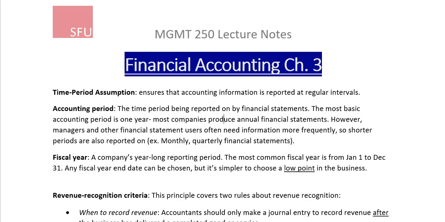A fiscal year is a company's year-long reporting period. The most common fiscal year is from January 1st to December 31st. Any fiscal year-end date can be chosen, but it's simpler to choose a low point in the business. So for example, if you have a retail business and you find that in December a lot of sales happen, people have their Christmas shopping, they have their year-end bonuses. So you might say, that's a pretty hectic time for us to be preparing year-end financials. Maybe we should have our year-end on September 30th.